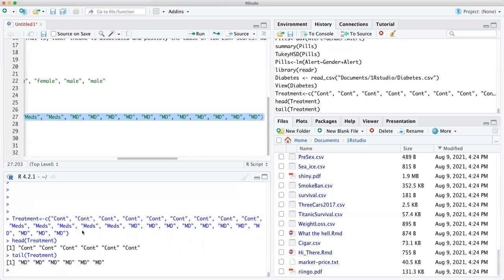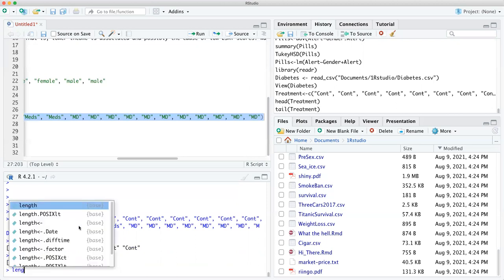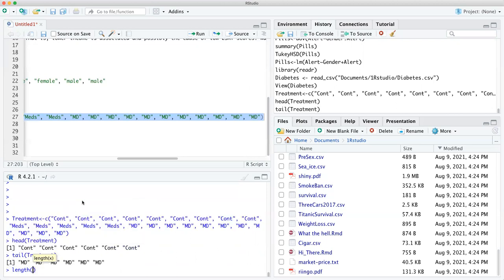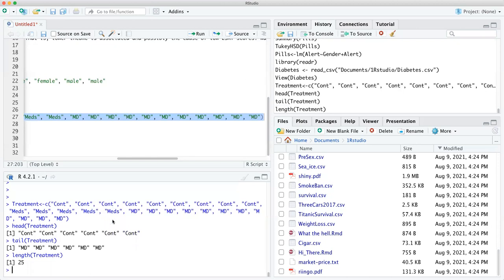The MEDs didn't come out because they're in the middle, but you could also do length. You don't have to do this. This is just showing you, treatment. Right here, treatment. Boom. So there's 25 points, right? Pieces of data. So that's what we're doing.